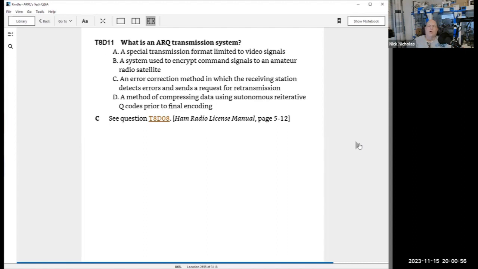What is ARQ? What is an ARQ transmission system? It's an error correction system in which the receiving station detects errors and sends requests for retransmission, automatic retransmit request transmission system. So it's an automatic retransmit query transmission. So remember that. Packet is an example of something that uses ARQ.